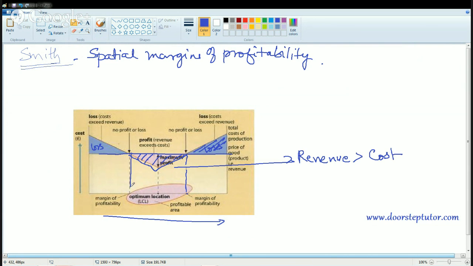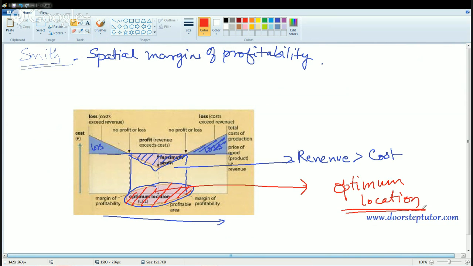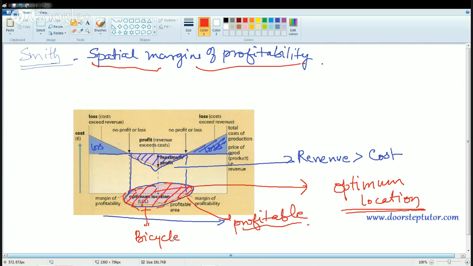Since this is the region of profit, any industrial location for this plant in this region would be an optimal location. So he said this region would be the case of optimum location. And since it is a case of optimum location, we call the regions bounding this area the margins of profitability, or we can say within this region, my industry would be profitable. So this was a very simple concept which talked about spatial margins of profitability, and which said that if I'm trying to establish a plant which is manufacturing bicycles, my plant, if located between these two regions in this area, would be profitable, and beyond that, if I'm trying to locate that industry, it would not give me good returns. So that was the concept of Smith's theory.